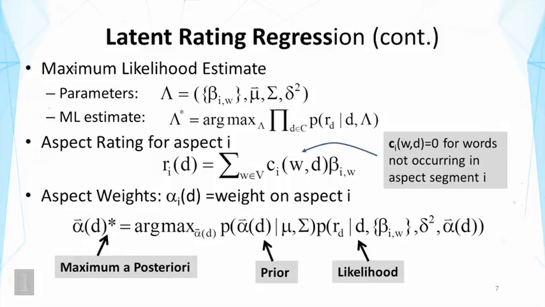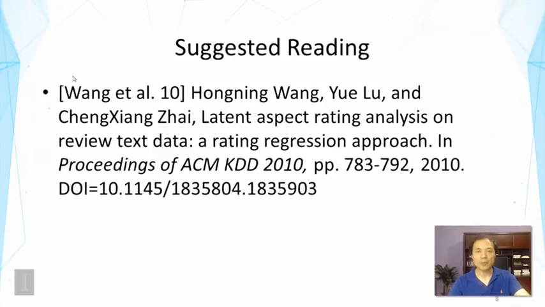Basically, we're going to maximize the product of the prior of alpha according to our assumed multivariate Gaussian distribution and the likelihood. In this case, the likelihood is the probability of generating this observed overall rating given this particular alpha value and some other parameters, as you see here. So for more details about this model, you can read this paper cited here.